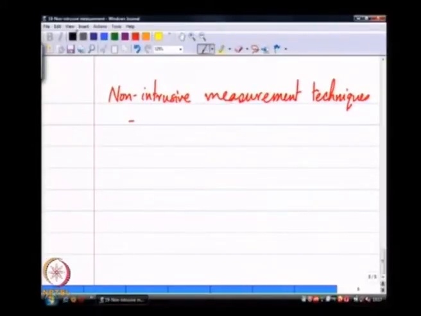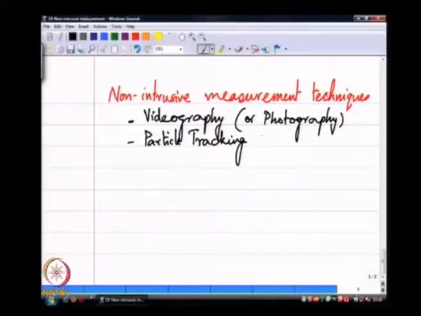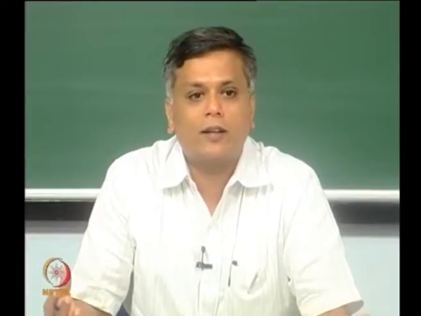We have already looked at a couple of different non-intrusive measurements. We looked at videography, or photography in a more specific sense. We looked at particle tracking velocimetry, as well as particle imaging velocimetry. The particle imaging velocimetry is a technique that is used to obtain the velocity field given a certain set of particles that are in motion.